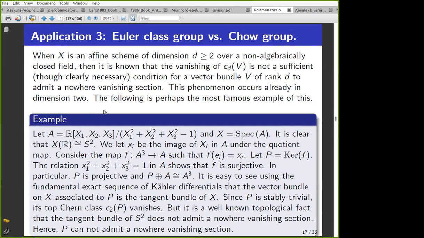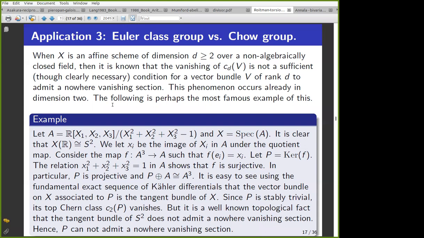So now let's go to application 3, which is the connection between Euler class groups and Chow groups. So when X is an affine scheme of dimension at least 2 over a non-algebraically closed field. Remember, so far we were using an algebraically closed field. But if the field is not algebraically closed, then one knows that the vanishing of the top Chern class is not a sufficient condition for a vector bundle of rank d to admit a nowhere vanishing section. So for Murthy's theorem, it was very crucial that the field is algebraically closed.